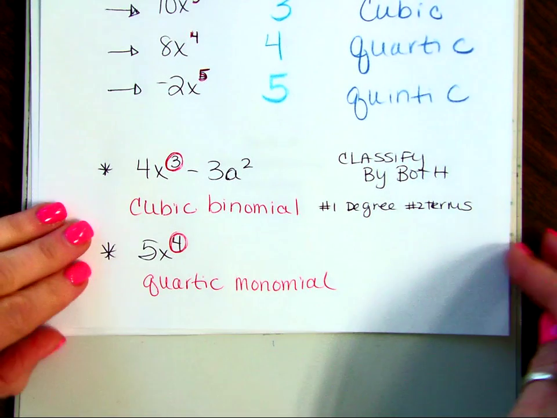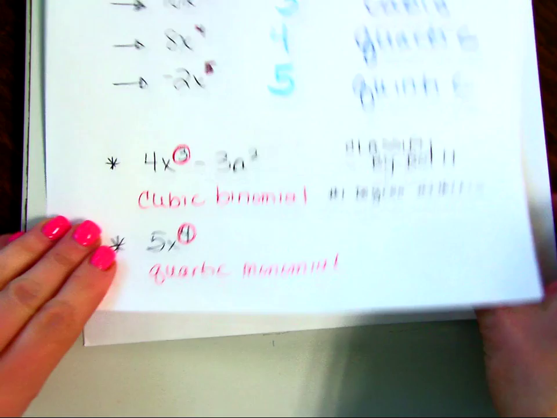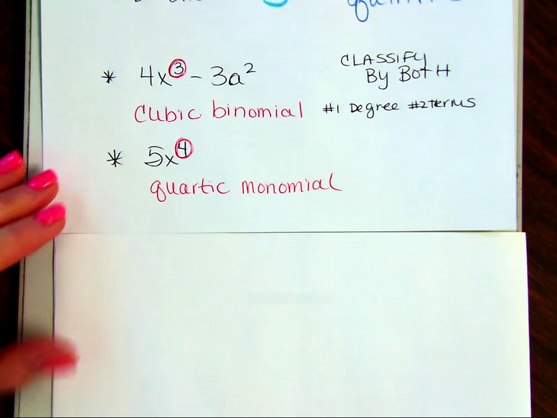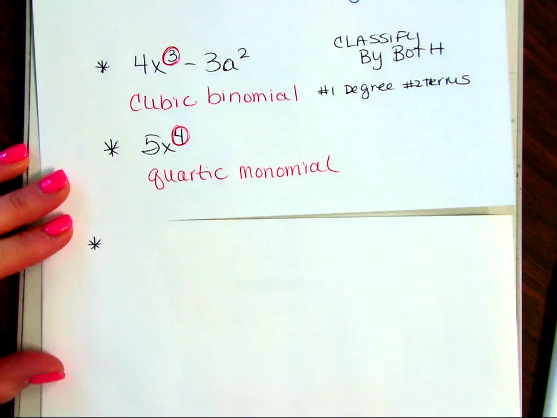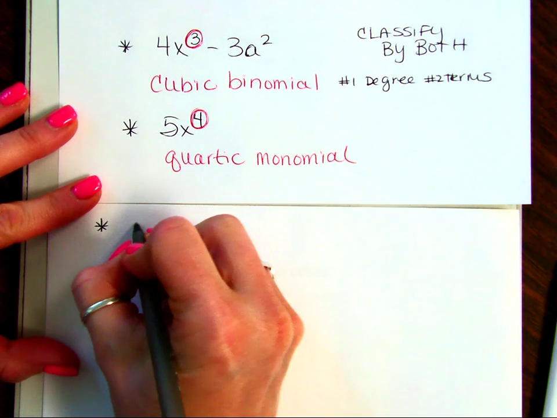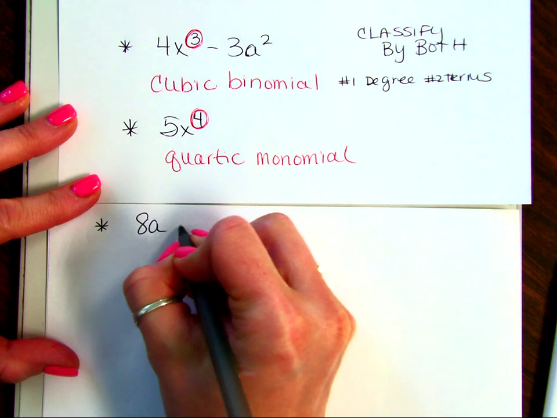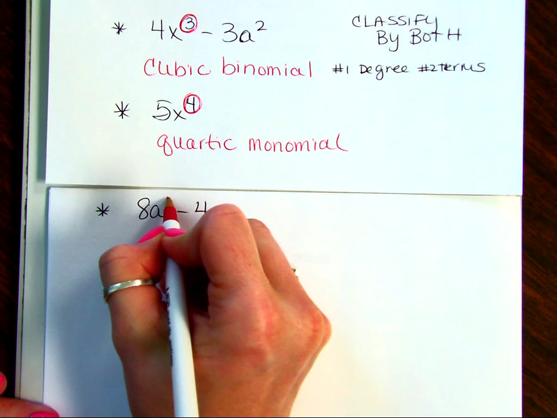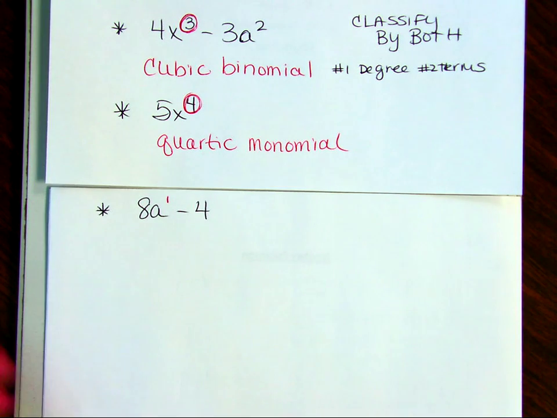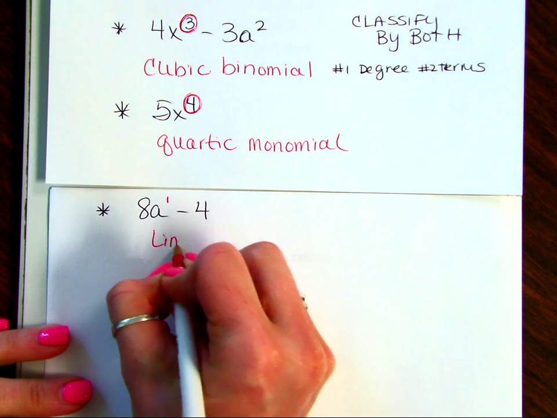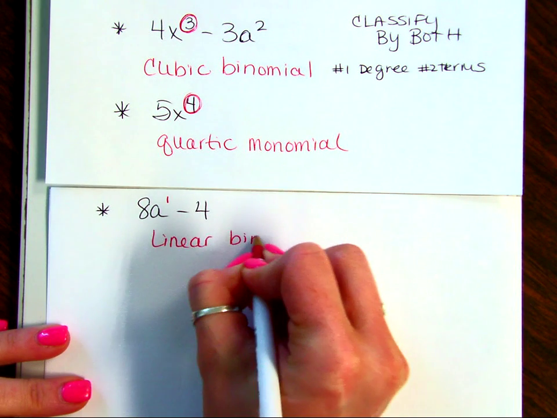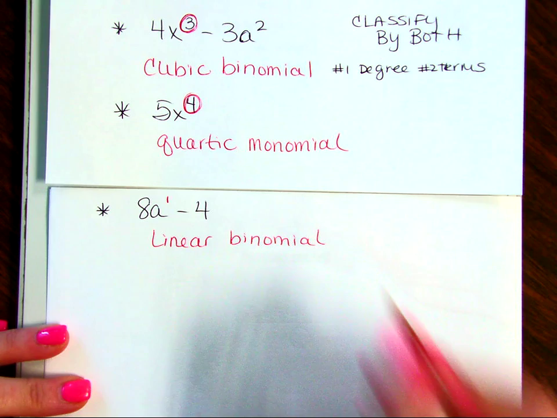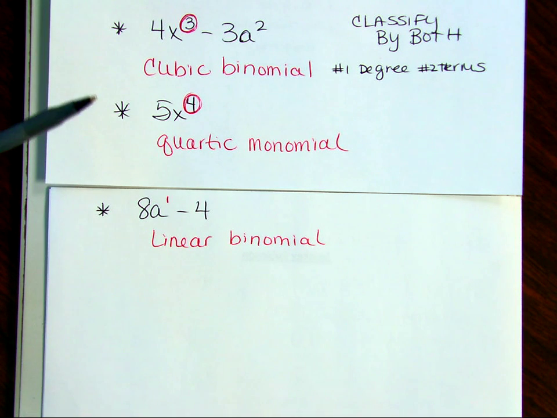Let's just do a couple more just so you kind of get the hang of it. So the first thing I would do is figure out the degree. Okay? 8a minus 4. Okay, so what degree is it? 1, and 1 means, think of the 1 as an L. L stands for linear, and how many terms are there? So this is a linear binomial. Yes? We good on this?